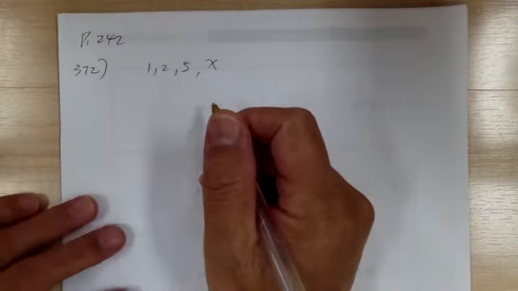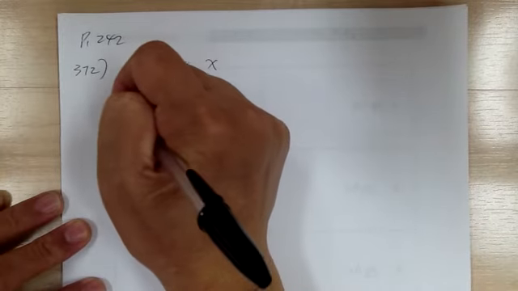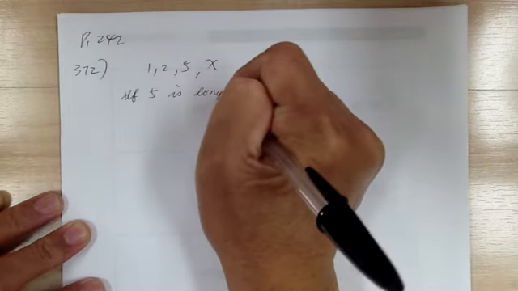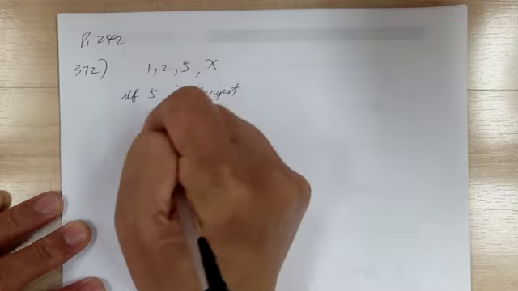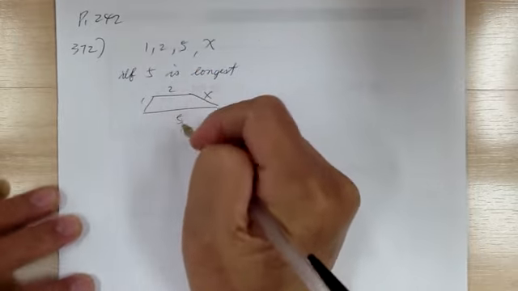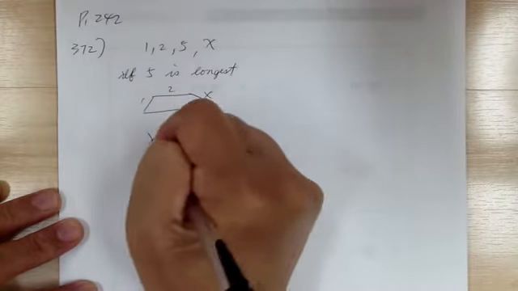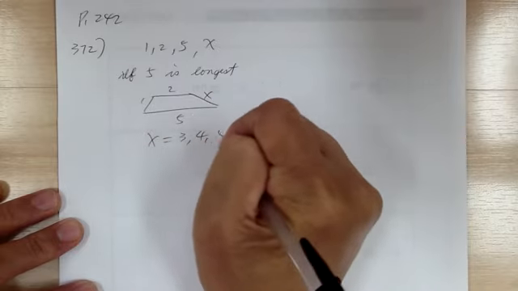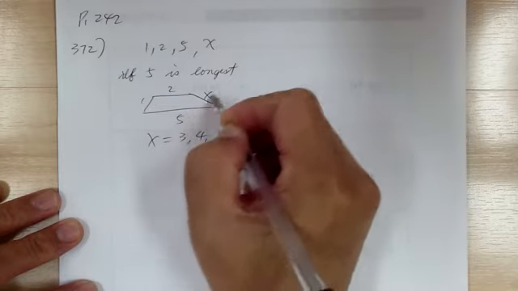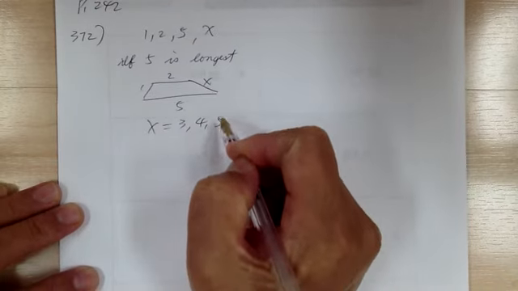Okay, so let's say 5 is the longest side, so you have this kind of situation. You've got 1, 2, 5, and x. So the sum of these has to be greater than 5. That means x can equal 3, 4, or 5, right? Again, 5 is the longest, so x can also be 5. So that's the possibility if 5 is the longest.